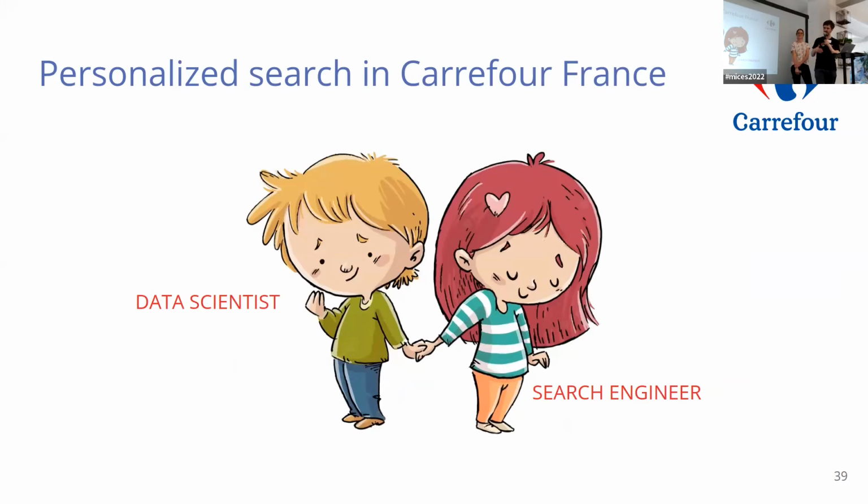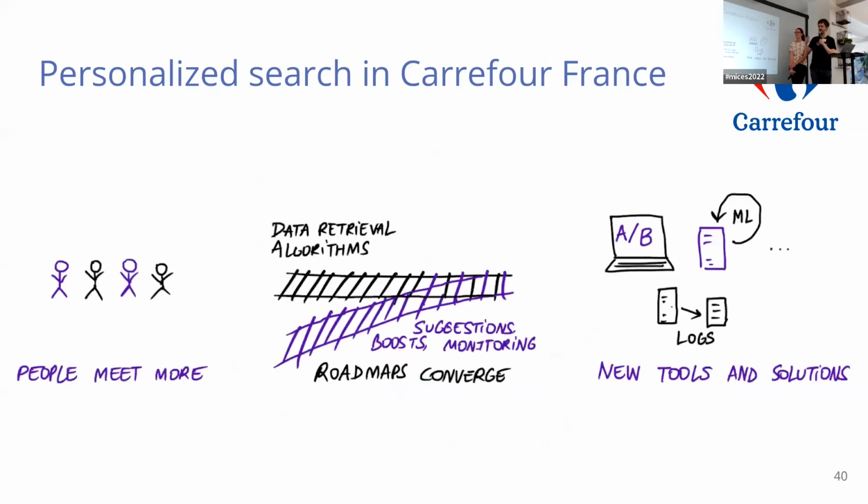And that's the situation in the organization at Carrefour France. It's like the beginning of a relationship between data scientists and search engineers. They kind of put the paper under the door for us, and we try to incorporate it into the search engine. But we now have a weekly meeting, which is a bit better than before, when we were meeting them basically every 6 months.